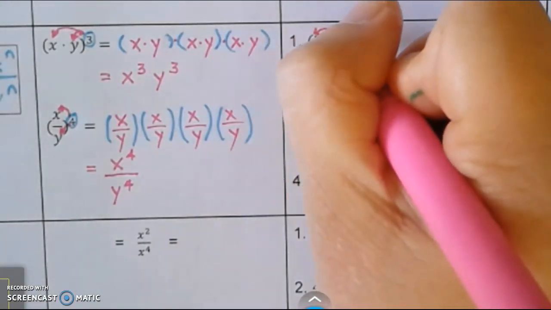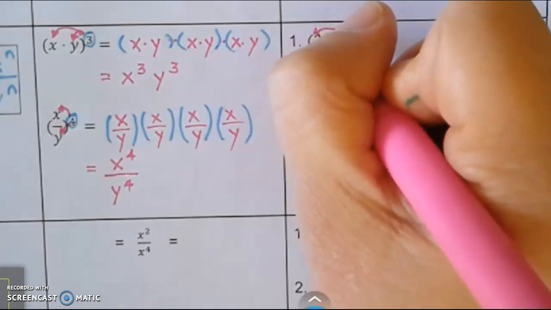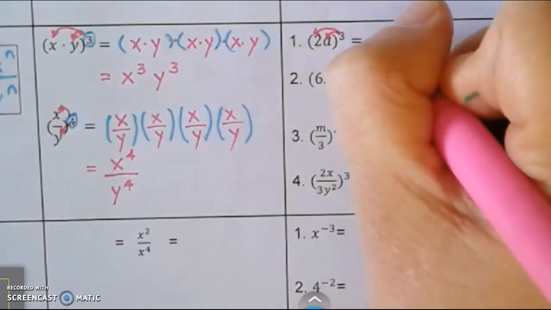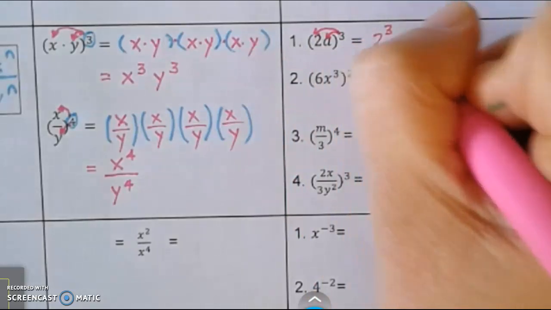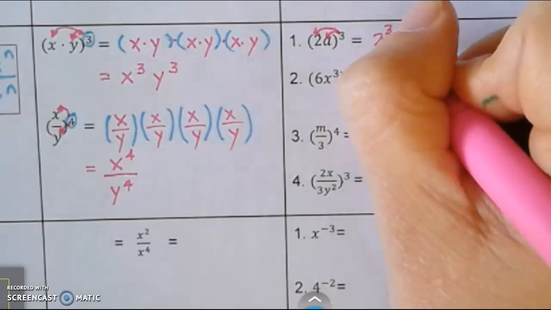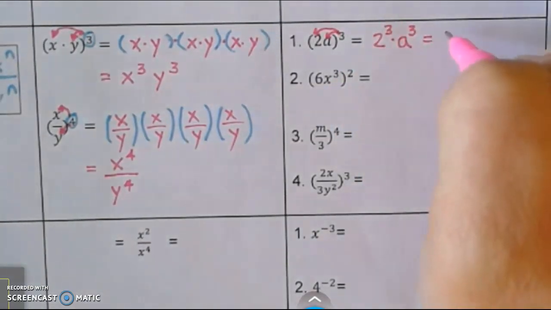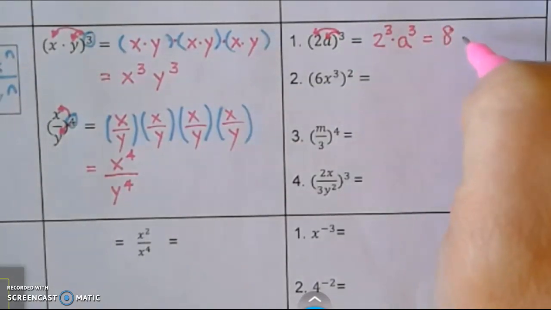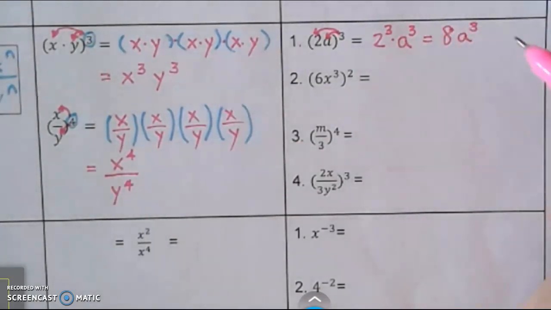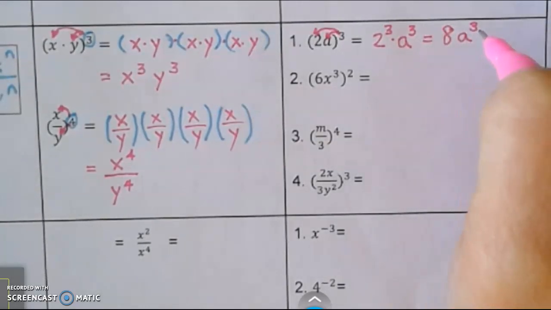This 3 is being distributed to both 2 and a, because 2a just means 2 and a are being multiplied. So that just becomes 2 to the power of 3 multiplied by a to the power of 3. What is 2 to the power of 3? 2 to the power of 3 is just 2 times 2 times 2. That is 8. And a to the power of 3 cannot be simplified anymore. So it's going to be 8a to the power of 3.